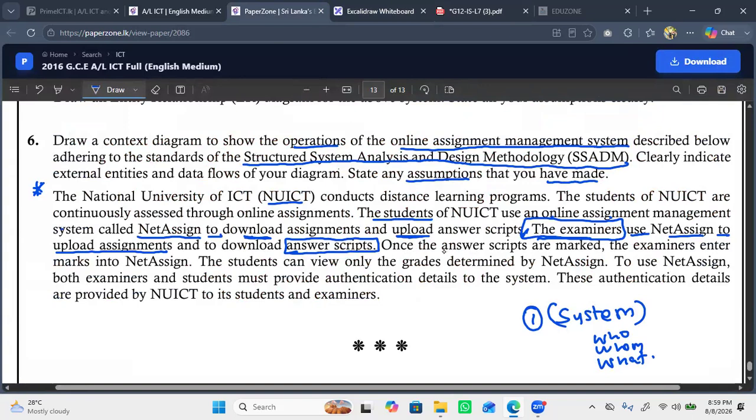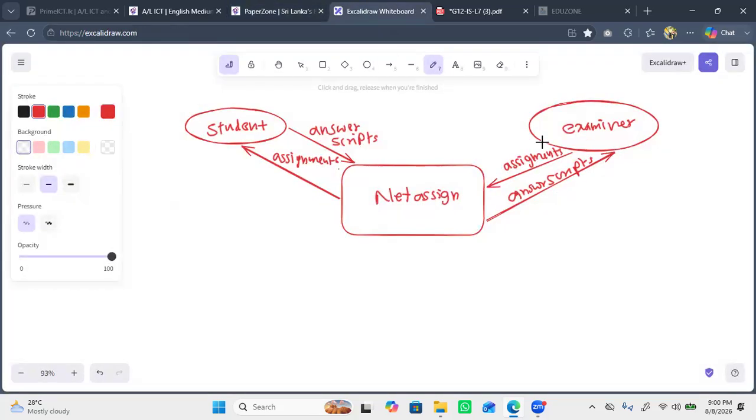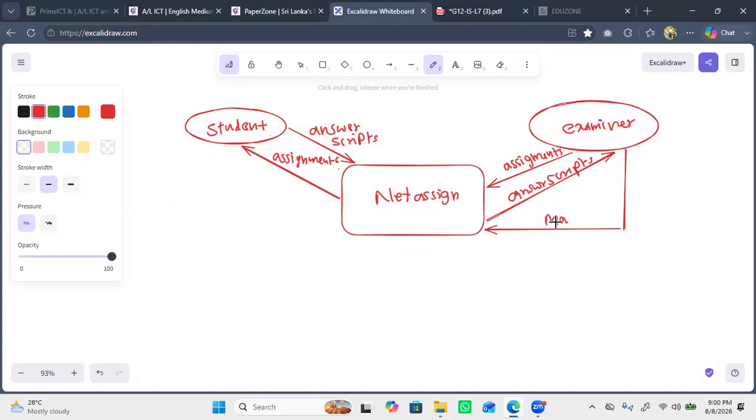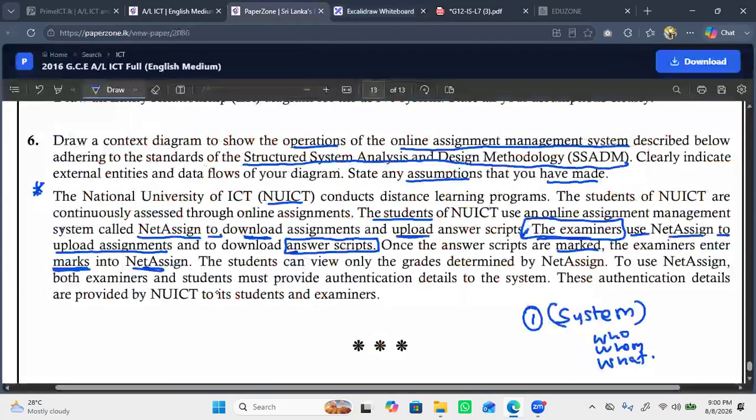Okay, then next, once the answer scripts are marked, the examiner enters the marks into the NetAssign. That means from the examiner, marks going to the system NetAssign. Then again, I will write like this: examiner sending marks to the NetAssign. Okay. Then what else? Again, students can view only the grades determined by the NetAssign. Students getting what? Students getting grade from whom?